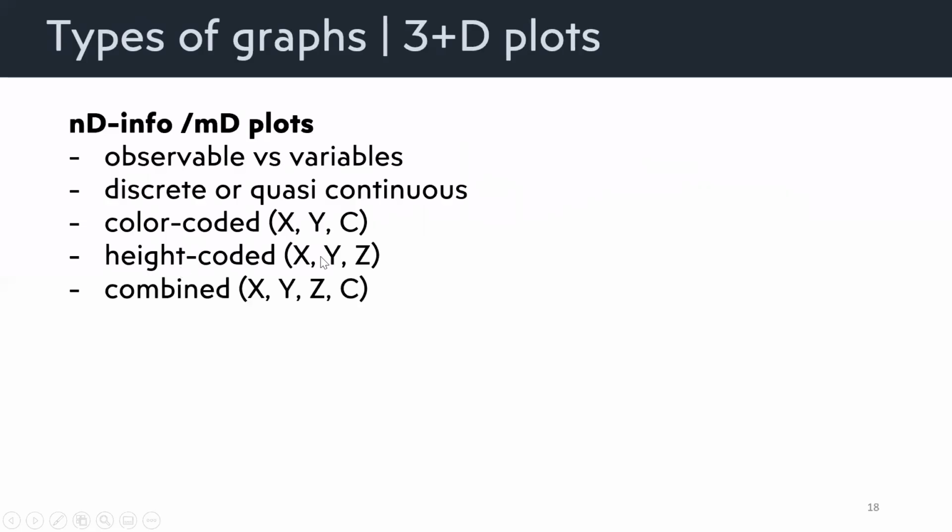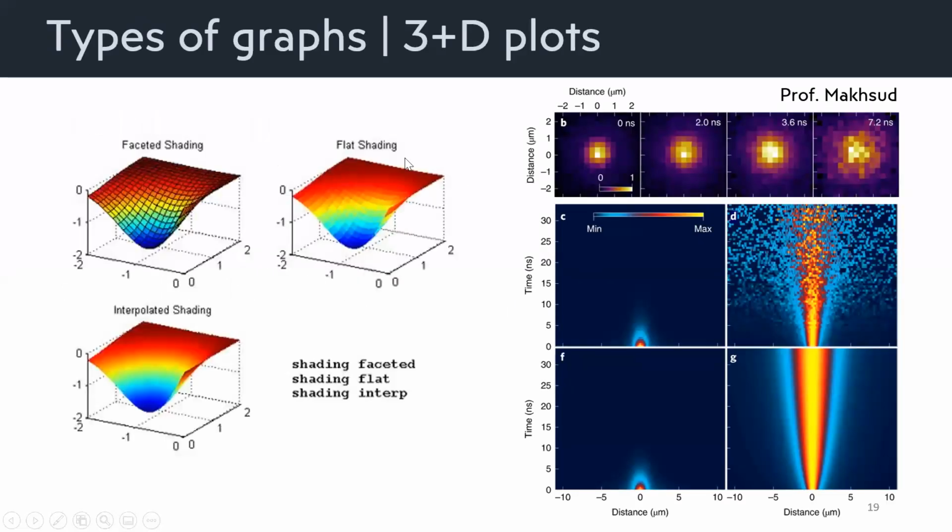This can also be implemented in a height-coded scheme where you have X, Y, and you have another magnitude, which is Z, which just tells you the amplitude of a variable, for example. But there are also more combined, weird and abstract plots where you have both X, Y, Z, and then you also have a color. So we'll see some examples of this. So you could plot this data in different ways.